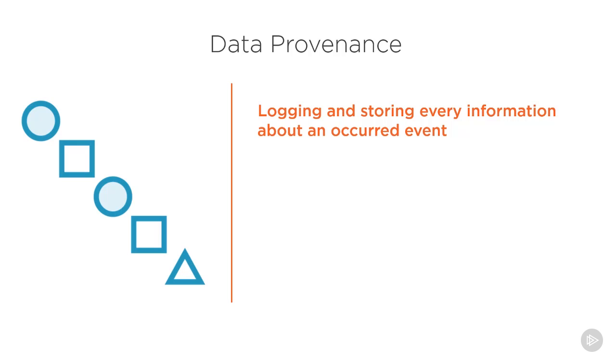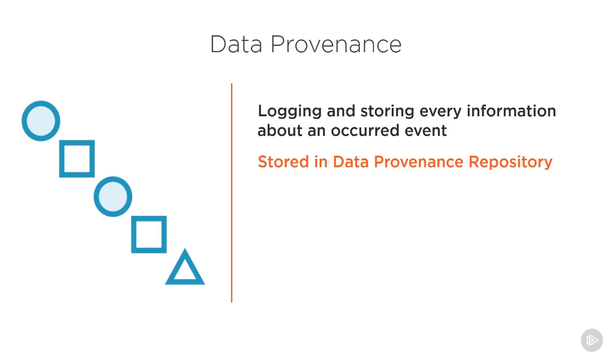As we already know from previous modules, Apache NiFi natively logs and stores every piece of information about the events that occur on the ingested data in the flow. The data provenance repository stores this information and allows you to perform searches, conduct troubleshooting, and evaluate things like data flow compliance and optimizations in real time.